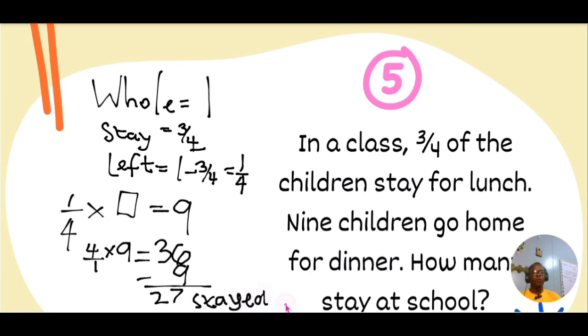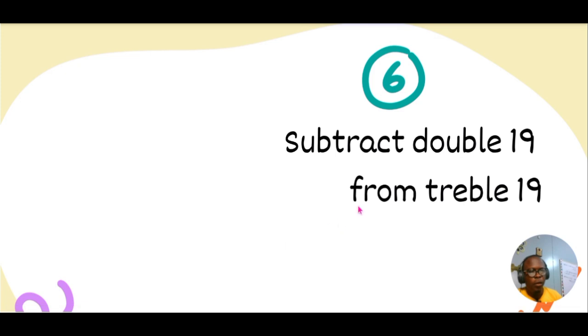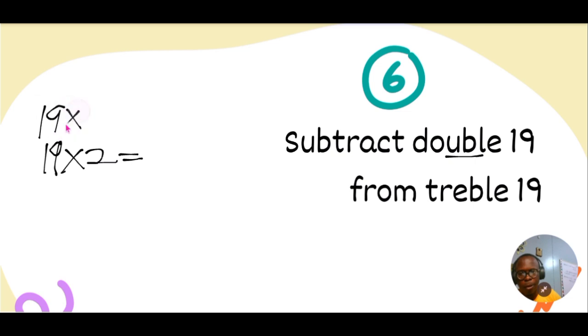Okay, so let's move to the next one, which is number 6. Subtract double 19 from treble 19. Okay, so double 19 is actually 19 times 2. Double, or 19 plus 19. And then treble, which is also 3 times 19, is 19 times 3. So we have to take away our value for 19 times 2 away from the value we get when we multiply 19 by 3. Treble means 3, double means 2.